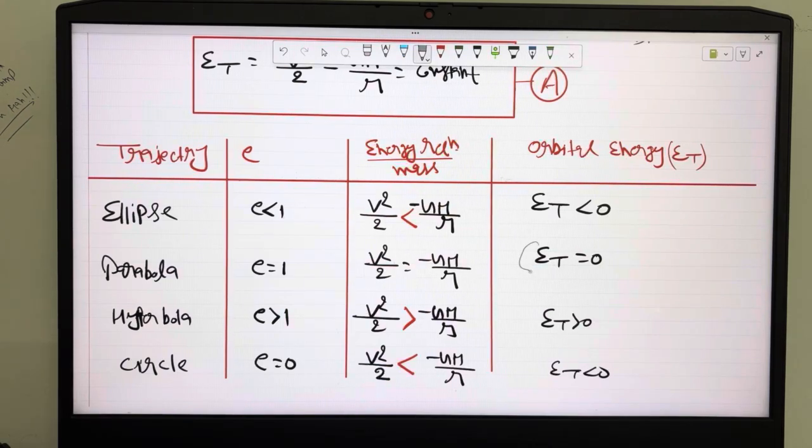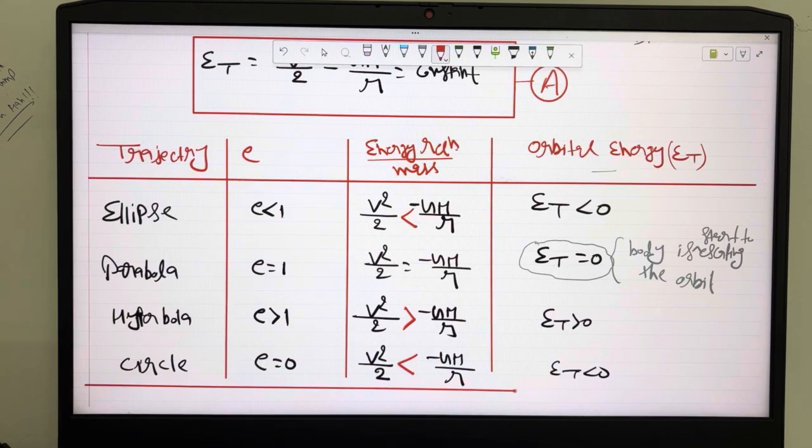At this point, if the kinetic energy is equal to the potential energy, the orbital energy is equal to 0. That means the body which is in the orbit is going to escape the particular orbit. The body is escaping, or you can say it is ready to start to escape the orbit. So please remember this table. It is a very important table.